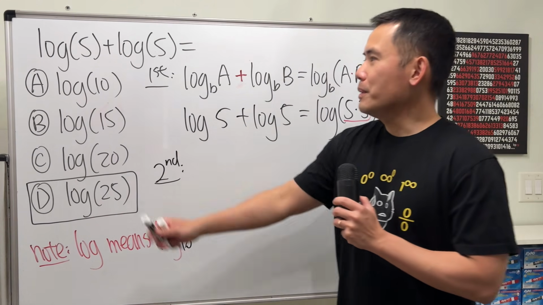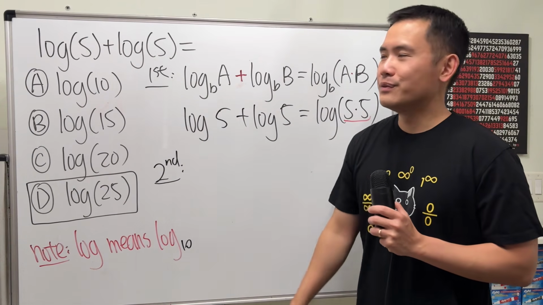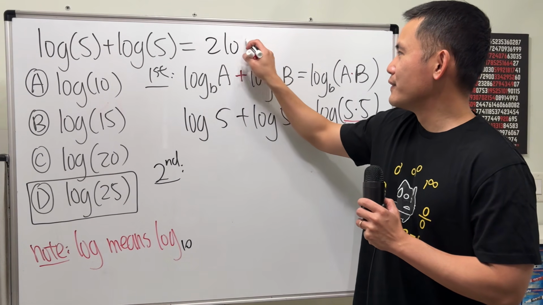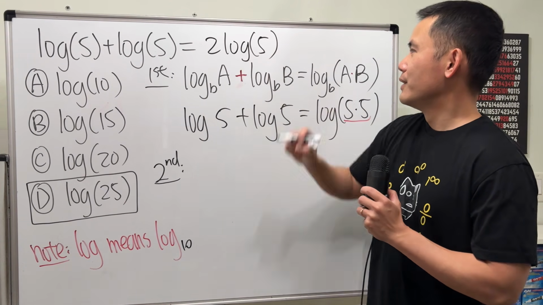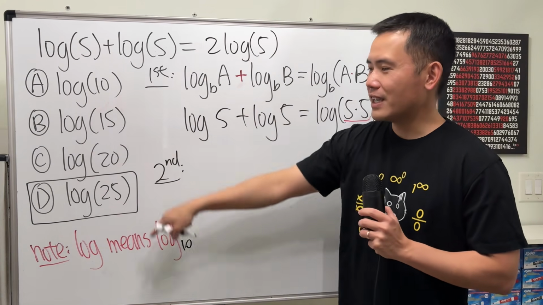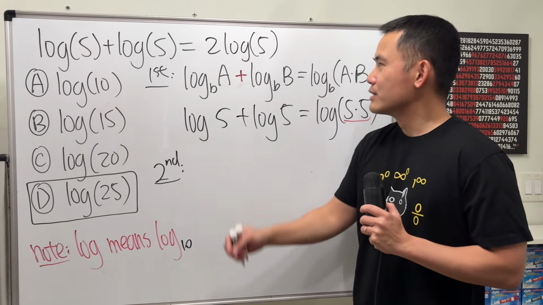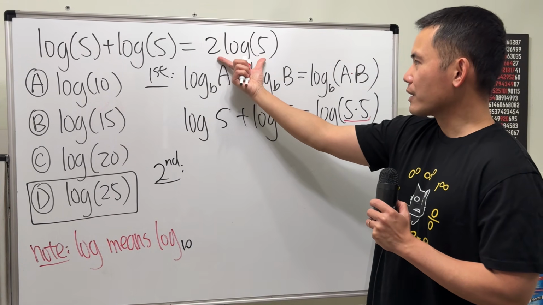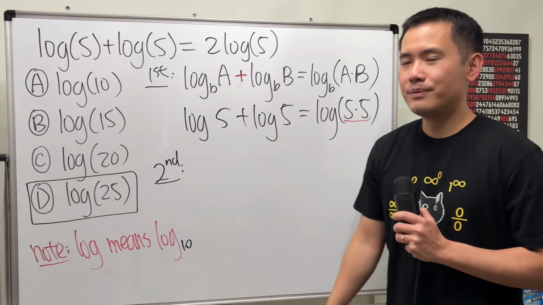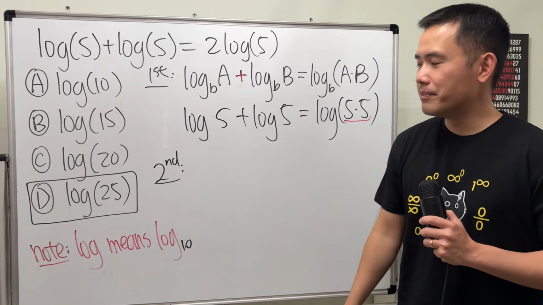Now here's the second way to look at it. Of course, you might be thinking, log of 5 plus log of 5, we can just write it as 2 log of 5. Sure thing. No problem at all, but that's not one of the options. So if you only have this, how can you go from here to one of these? Well, check this out, that's the second property.